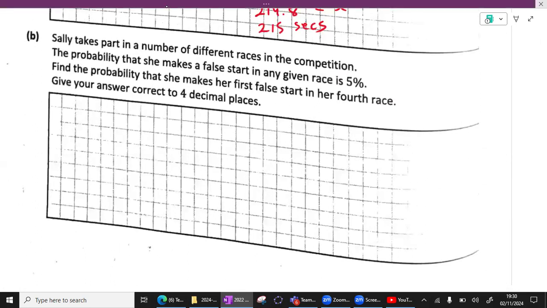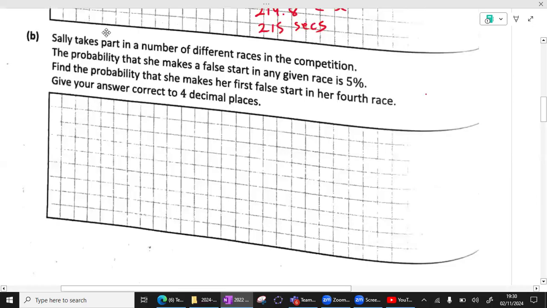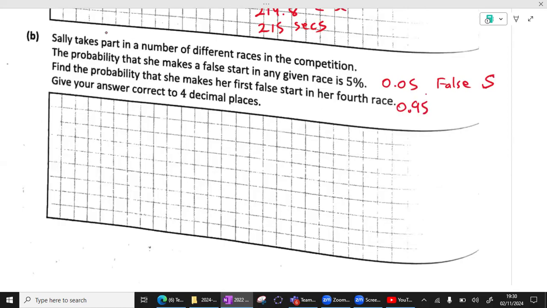Okay, so I suppose there's two ways we could do this. First of all, I'll write it as a decimal, 0.05. Now that's for a false start, that's S there, sorry. And then 0.95 would be, I suppose we'll call it a normal start, a proper start.